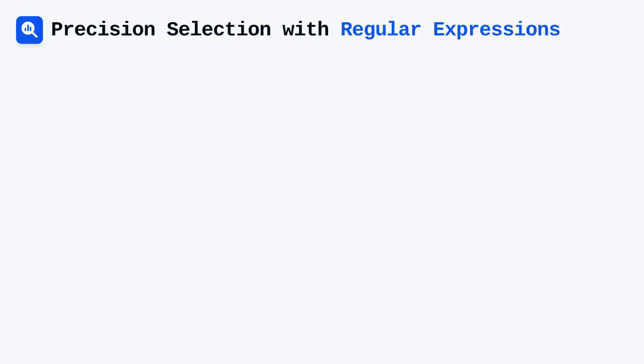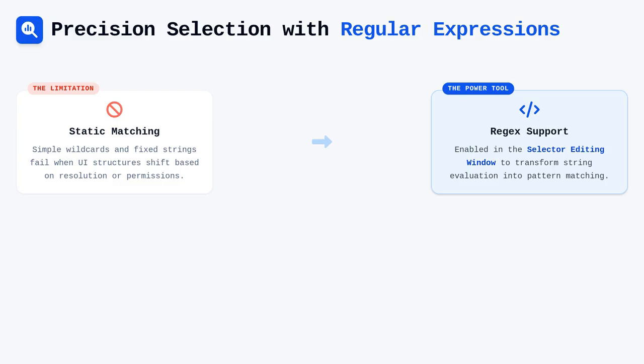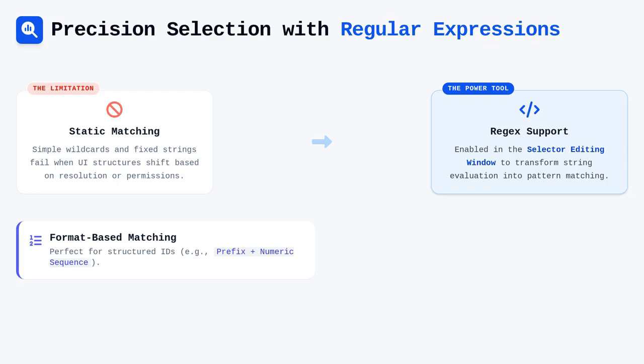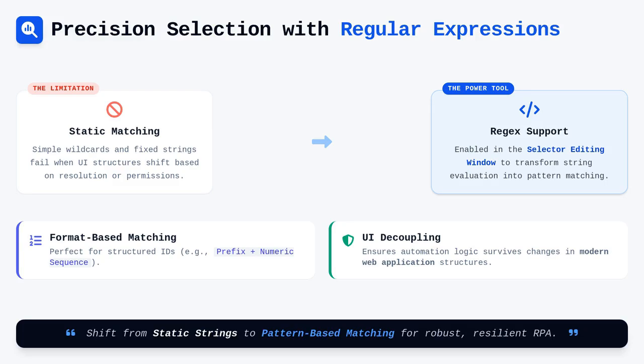For scenarios requiring more granular control than simple wildcards, regular expressions provide the necessary precision for matching attribute values. Power Automate Desktop allows you to enable regex support within the selector editing window, which transforms how the engine evaluates strings. By defining a pattern, you can successfully match elements that follow a specific format, such as an order number that always begins with a prefix, followed by a numerical sequence. This approach is instrumental when dealing with modern web applications where control paths change structure based on screen resolution or user permissions. By shifting from static string matching to pattern-based matching, you ensure that the automation logic remains decoupled from the transient nature of the user interface.